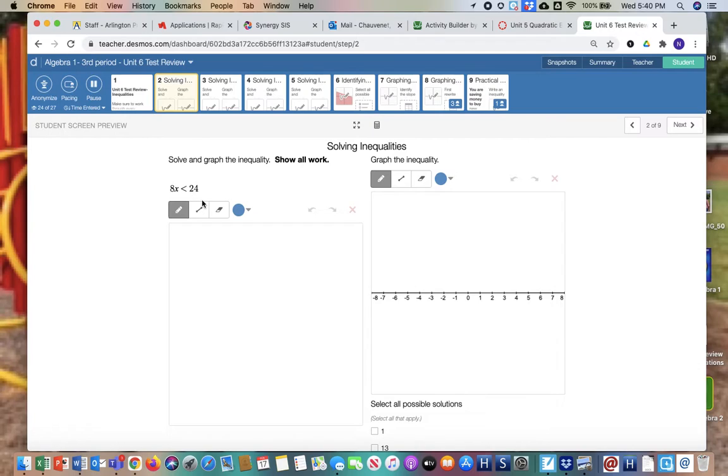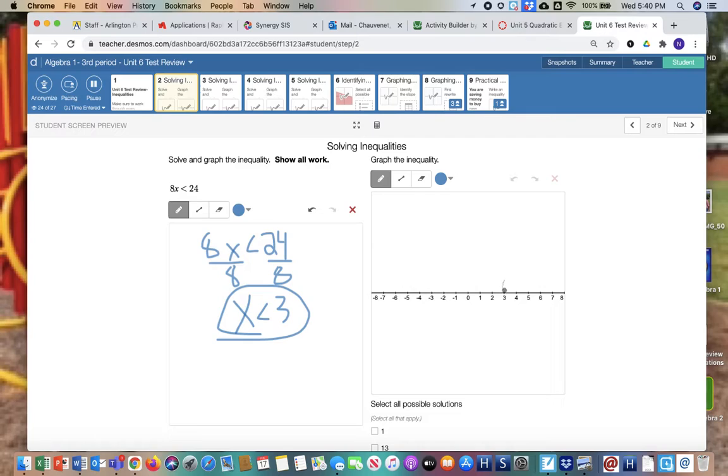So here you always have to solve for x. In this case, the step to solve for x would just be to divide by 8. So I'm going to divide by 8 on both sides. Since I just divided by a positive, I don't need to do anything with flipping the sign or anything like that. So I see I get x is less than 3.